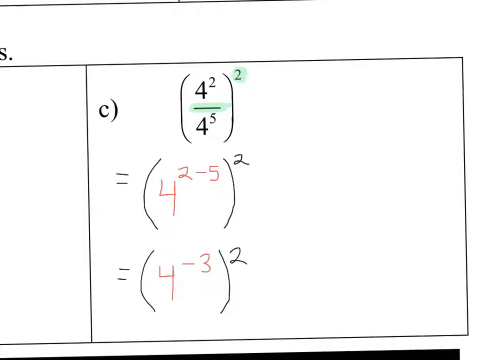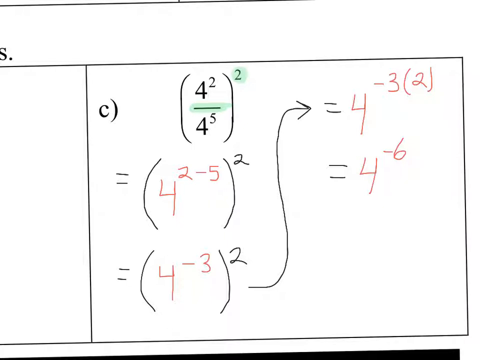Now I have a power of a power, so I'm going to multiply my exponents together. So when I multiply my exponents together, it's negative 3 times 2, which is negative 6. I now have a negative exponent, so I can change that to a positive exponent. And if I do the math, 4 to the exponent 6 is 4096. So my final answer is 1 over 4096.